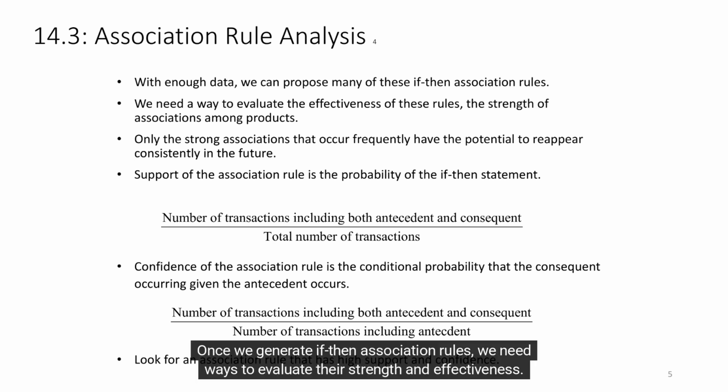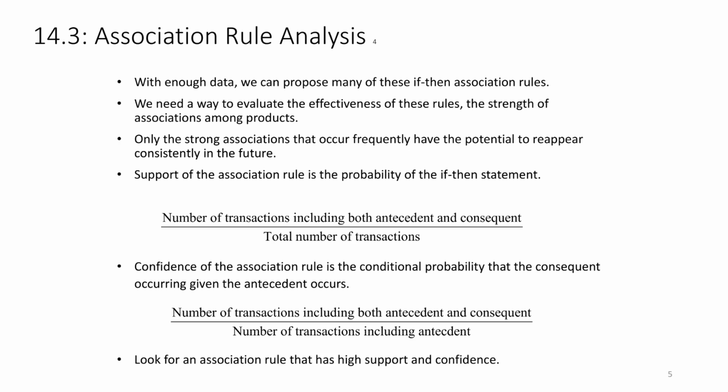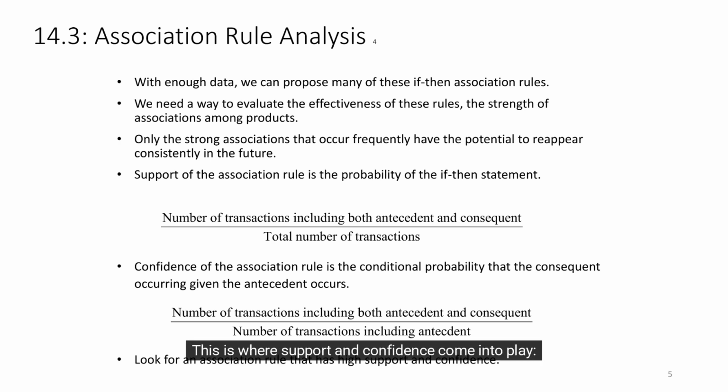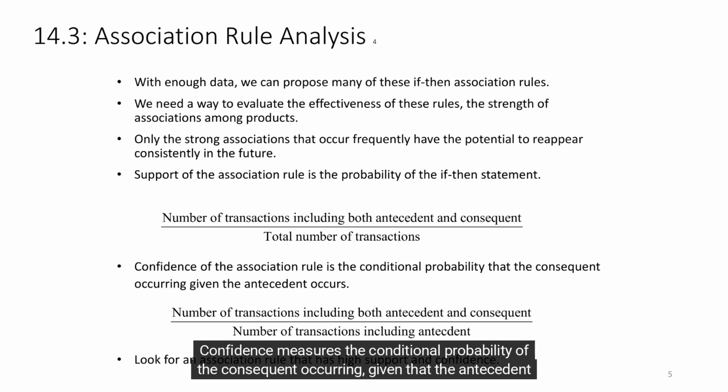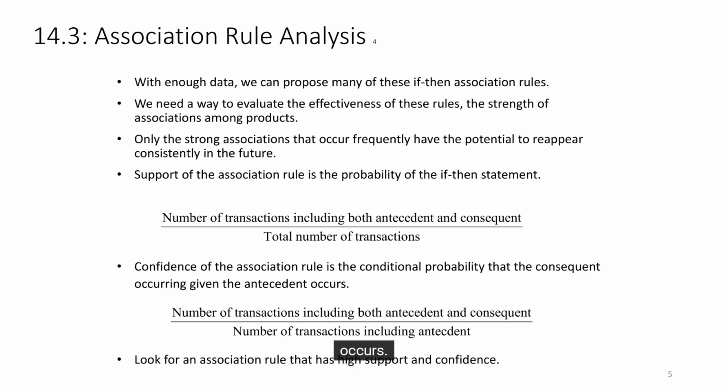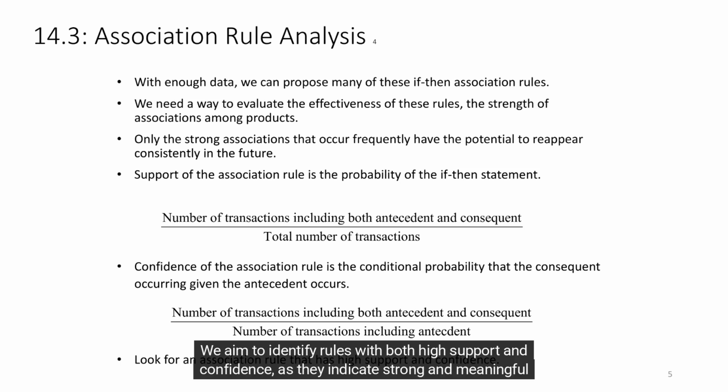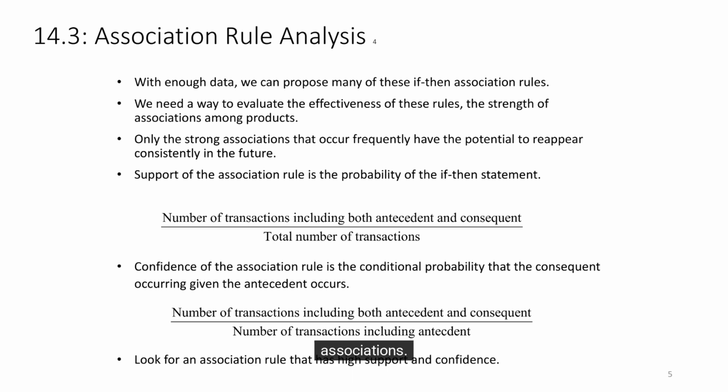Once we generate if-then association rules, we need ways to evaluate their strength and effectiveness. This is where support and confidence come into play. Support measures how frequently the if-then statement occurs in the data. Confidence measures the conditional probability of the consequent occurring, given that the antecedent occurs. We aim to identify rules with both high support and confidence, as they indicate strong and meaningful associations.